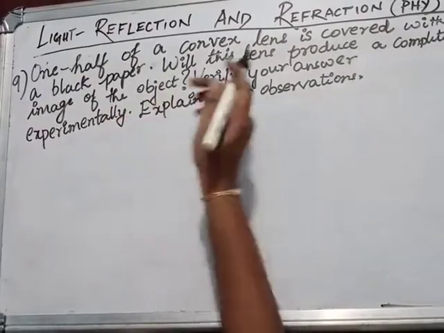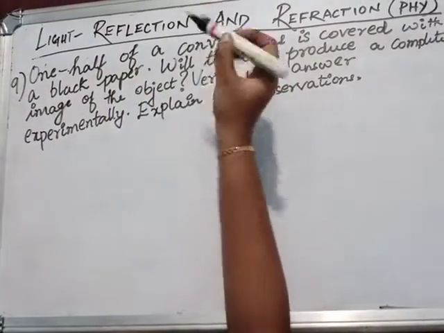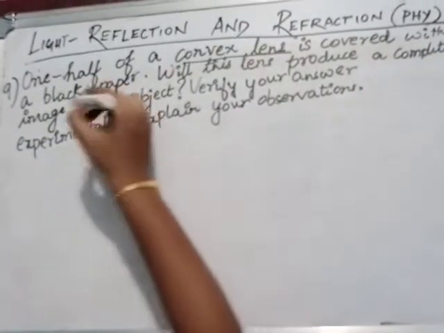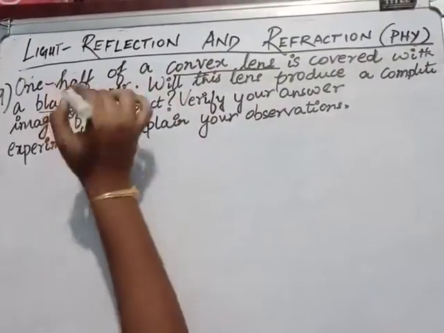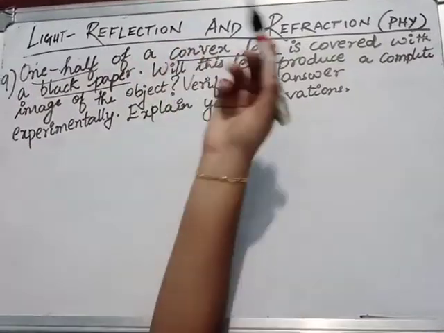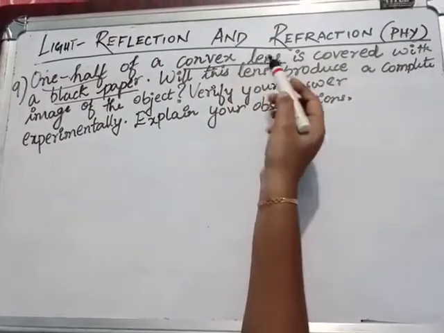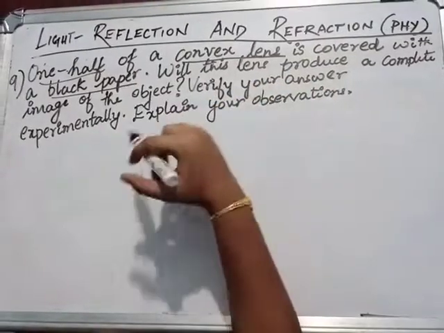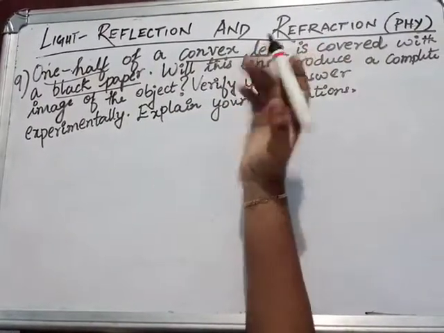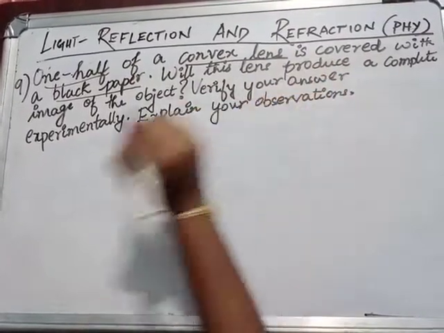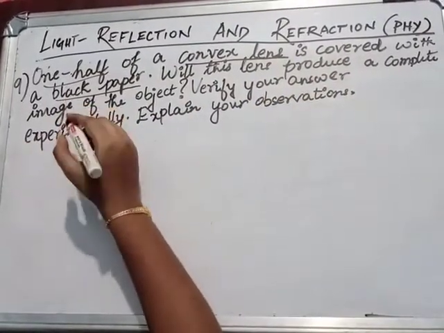Okay. So 1/2 of a convex lens. What lens are we using? We are using a convex lens and it is covered with black paper. Not fully, just 1/2 of it is covered. And now the question is, even if 1/2 is covered, will the lens produce a complete image of the object? Only half image will be produced? We have to verify it and explain our observation. So we'll be going with 2 cases.